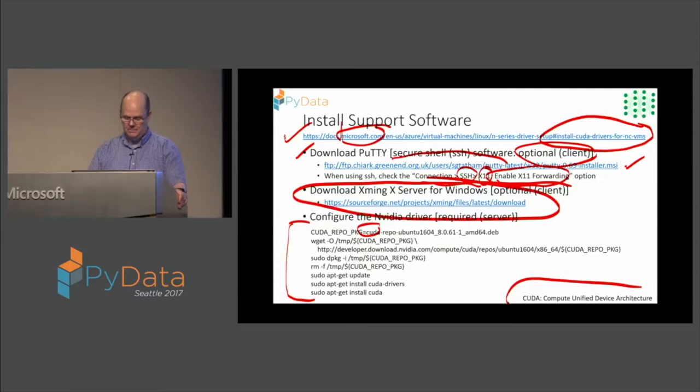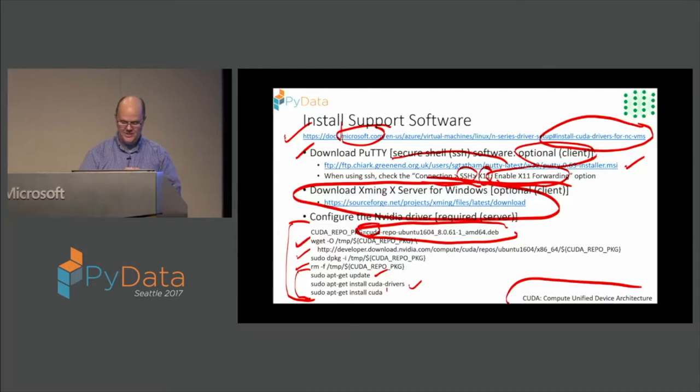All right, so this tells us the name of the package that we're looking for. This is us going and fetching that package. This is us installing the package. This is us removing just extra bits, you can leave that. And this is us doing updates. So this tells it to update the servers where it gets software from. This tells it to install the CUDA drivers, and this tells us to install the CUDA support software.